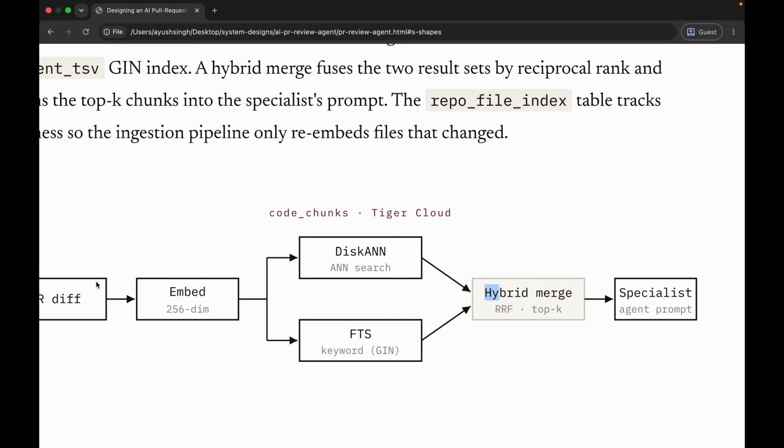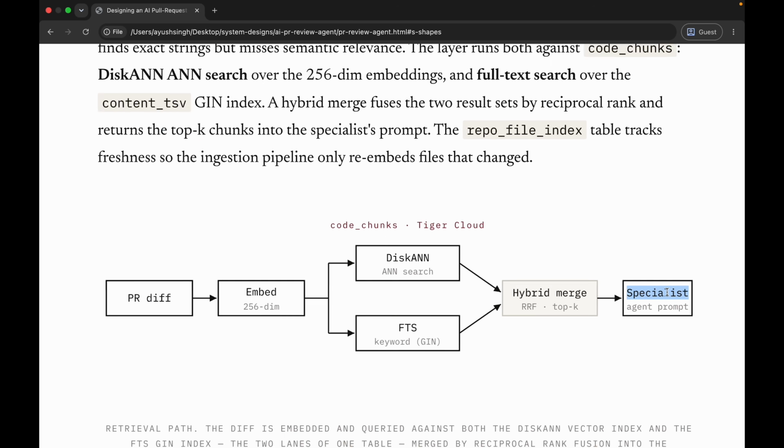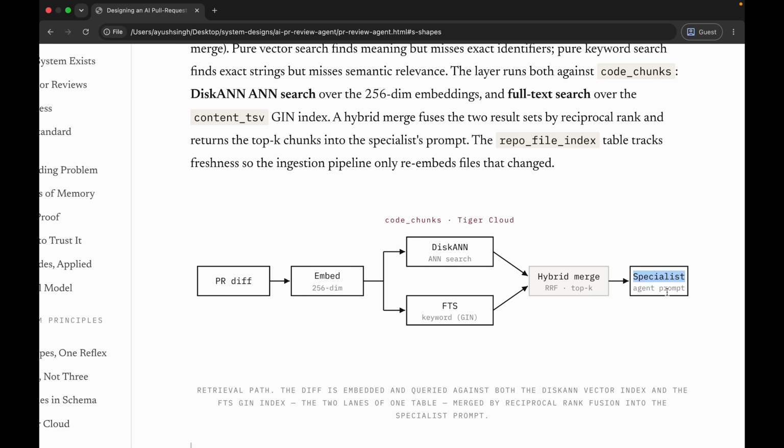So basically, the PR difference is getting the embedding, and this embedding is compared to all the code chunks available in the Tiger Cloud vector store. We are using DiskANN, ANN search and FTS to be quickly able to identify the top K and merge those code chunks, and then give the related, retrieved code chunks to the specialist. Every single specialist.